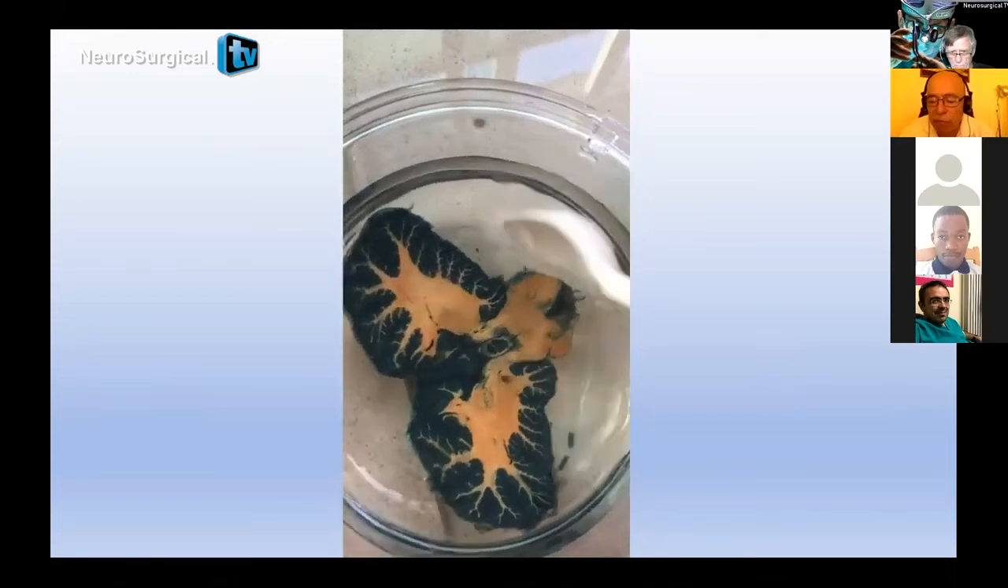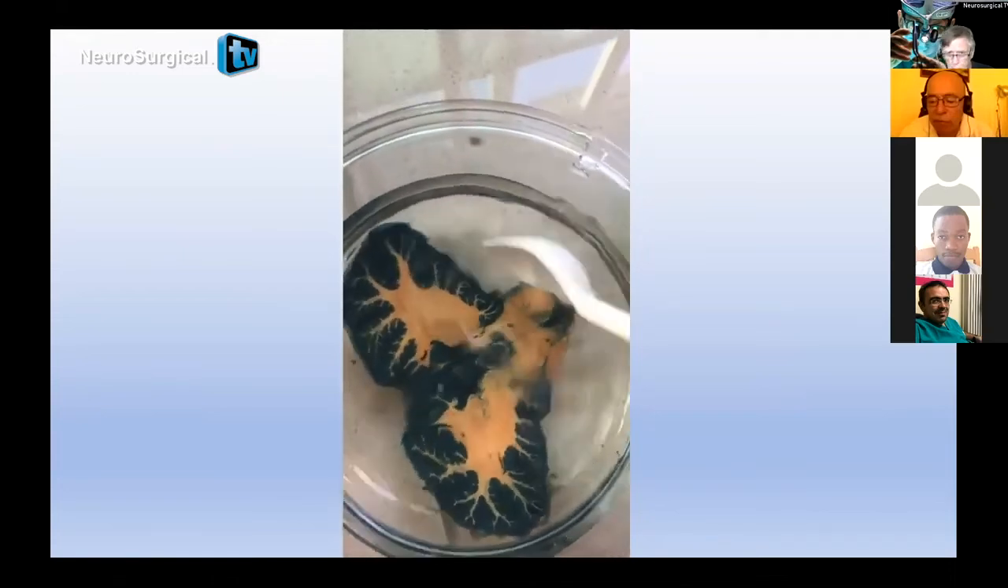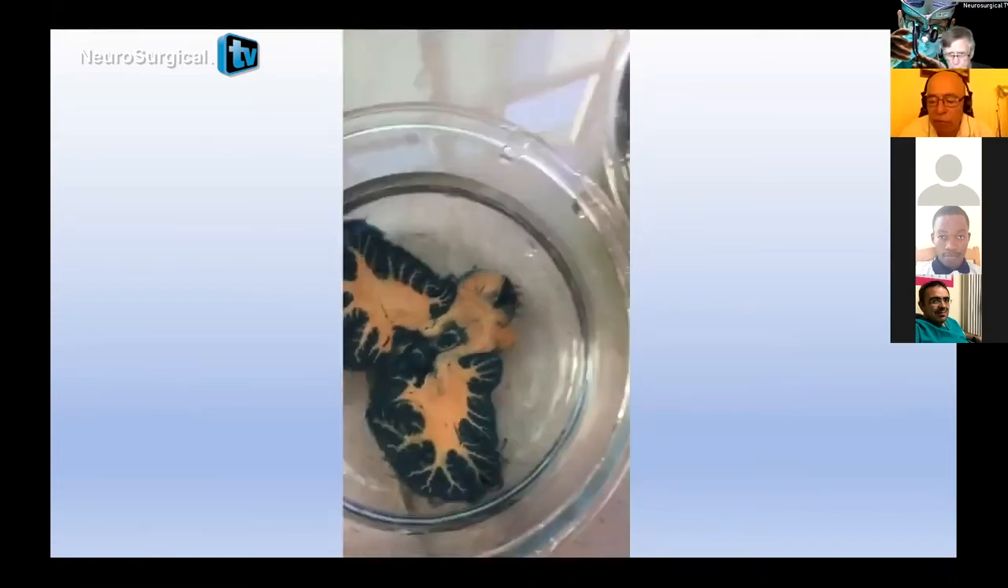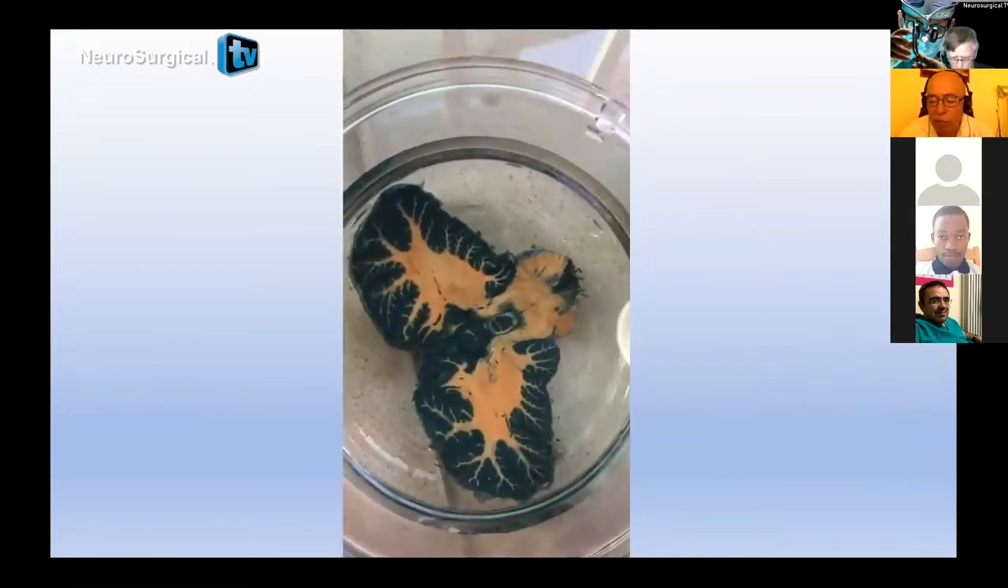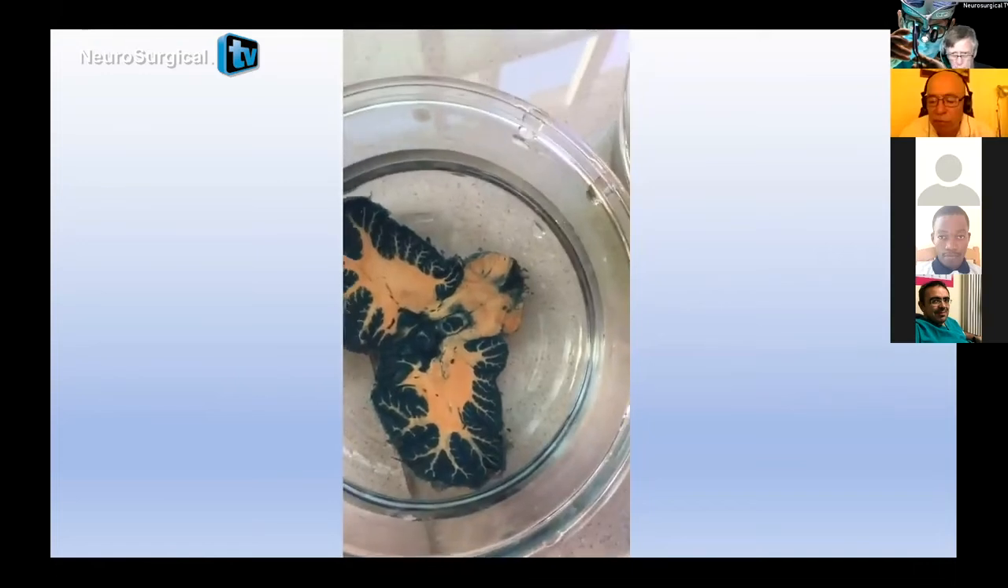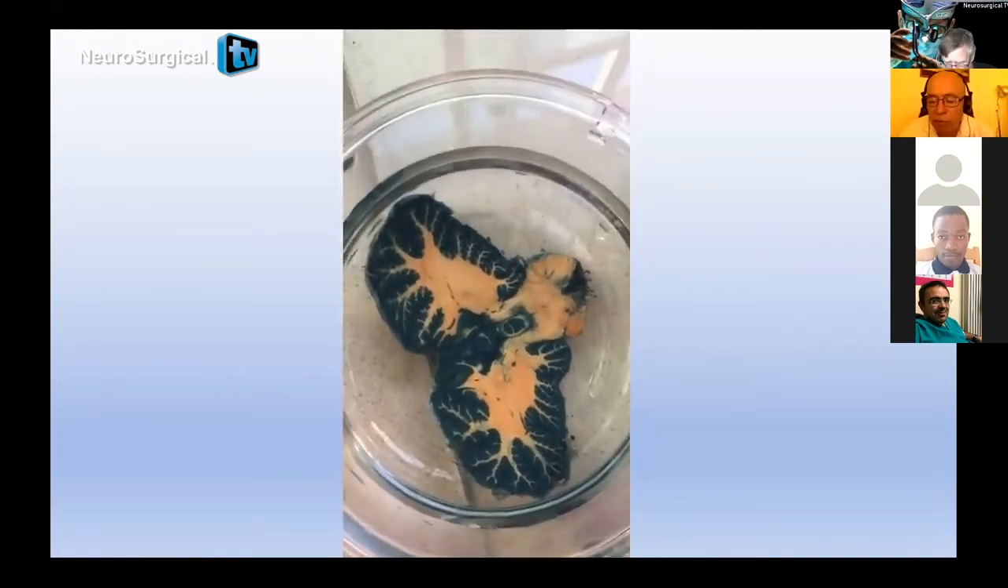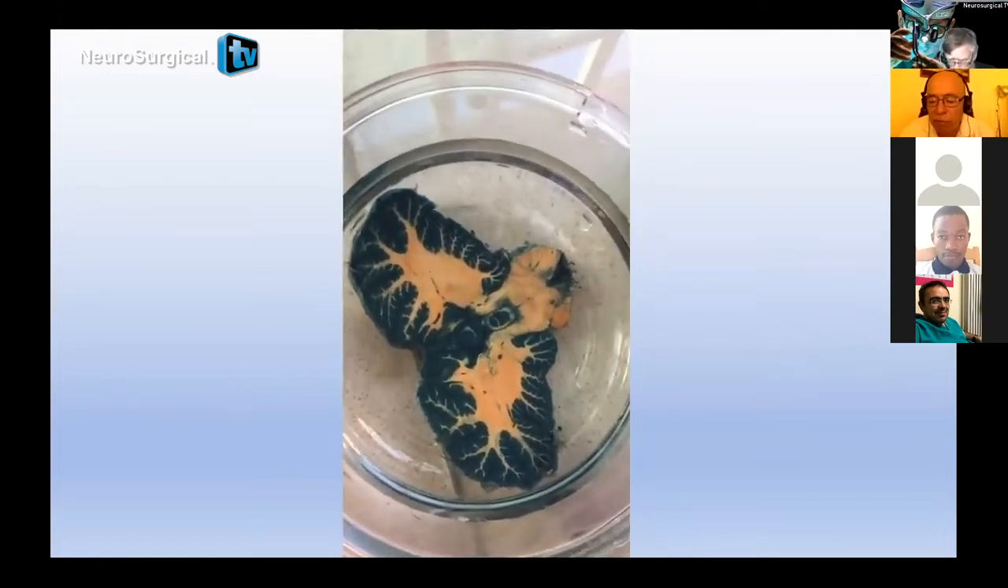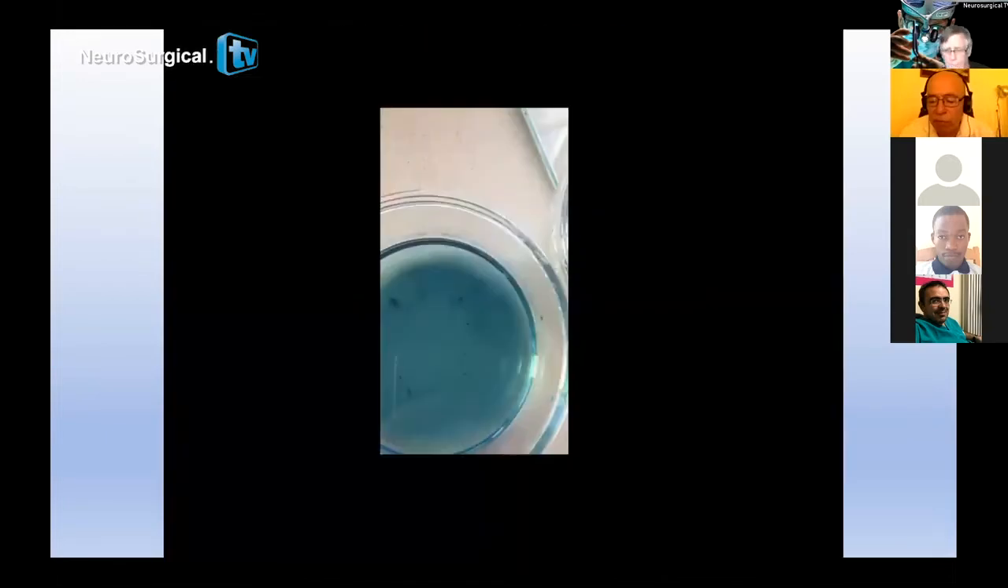If you want to train doing this technique, you can make this in pig brains. The brain of a pig you can get very easily. It's easier to get that kind of brains.